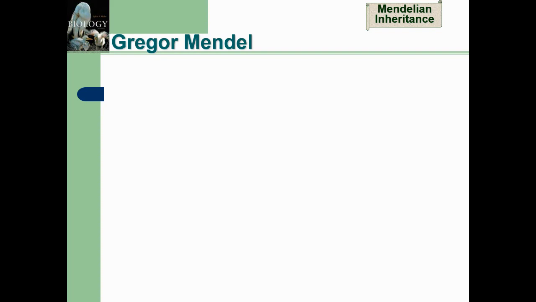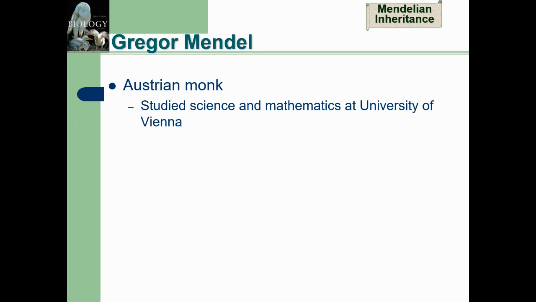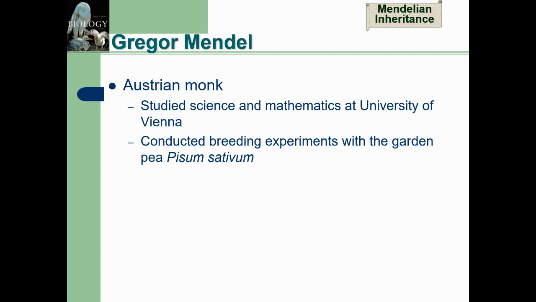All right, so our chapter on inheritance, I'm going to start looking at Mendelian inheritance. It's called Mendelian inheritance after Gregor Mendel, who was an Austrian monk. He studied science and math, but he was a monk, so he lived in the monastery. And as one of his duties at the monastery, as a brother there, he conducted breeding experiments.